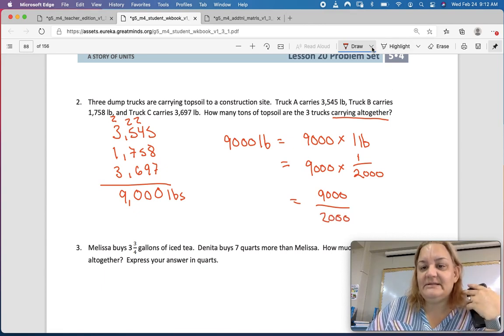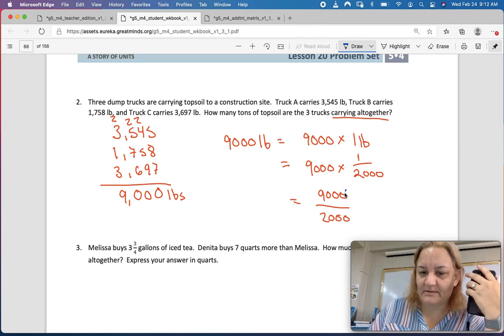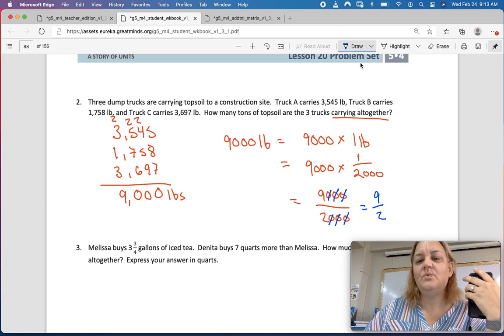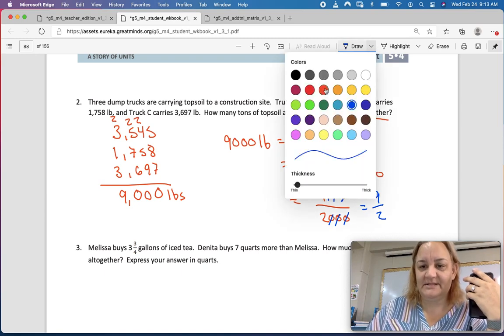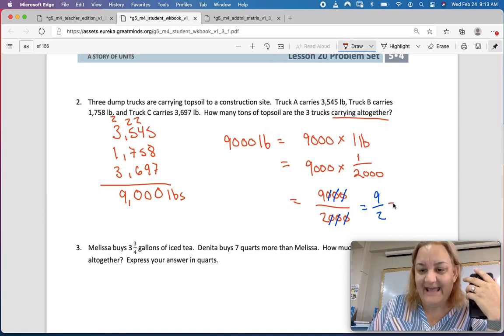Okay, now here's the great thing about all those zeros. Whatever I do to the top, I can do the bottom. So scratch that one, scratch that one. Take this one, take this one. Take that one, take that one. And I'm left with 9 over 2, which is way more manageable. Let's get all those zeros out of there. Okay, and because I don't want an improper fraction in my answer, I will change that. 2 goes into 9 4 times with 1/2 left over. 4.5 tons.